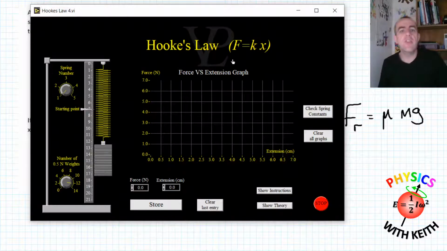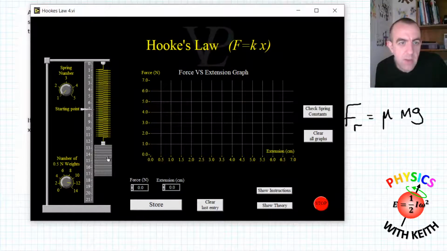And the expression is written on the top of this little simulation. The restoring force on a spring is equal to, I probably should have a minus in here because the extension is in the downward direction, but the restoring force is in the up direction. But let's not get worried about that either. So the magnitude of the restoring force in the spring is equal to the spring constant multiplied by the extension of the spring.